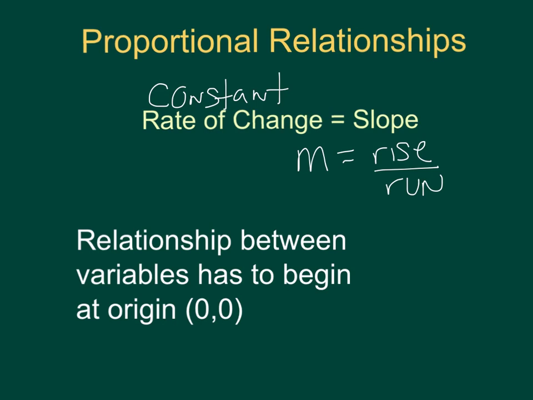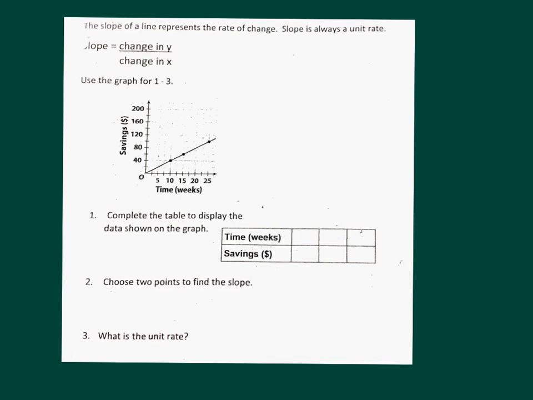A proportional relationship also has to start at the origin point. It has to go through 0, 0. So when we're talking about a graph, if it's a proportional relationship, it has to go through this origin point in order for it to be proportional. It has to have a 0, 0 starting point. So let's look at this example.